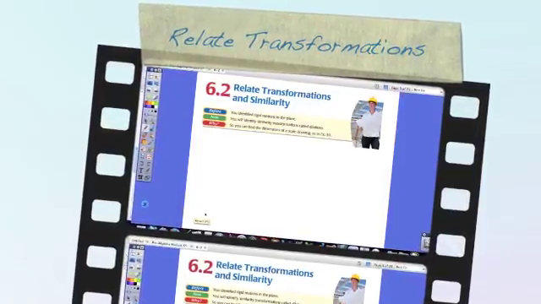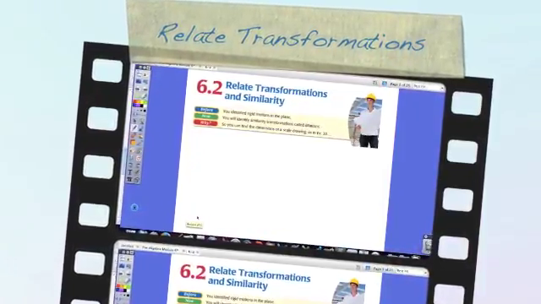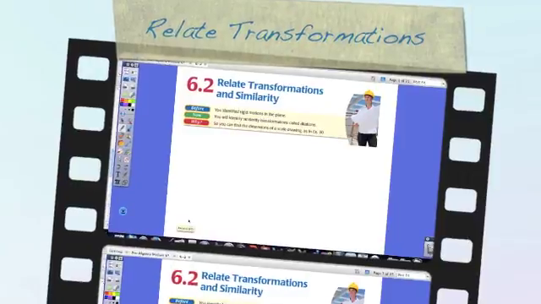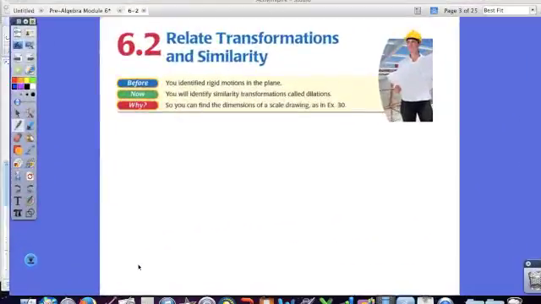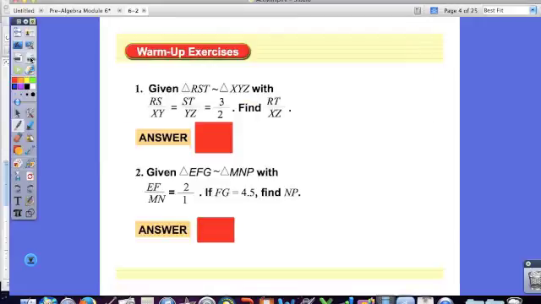In this lesson 6.2, relate transformation and similarity, you will identify similarity transformations called dilations. So first it's time for the warm-up quiz.